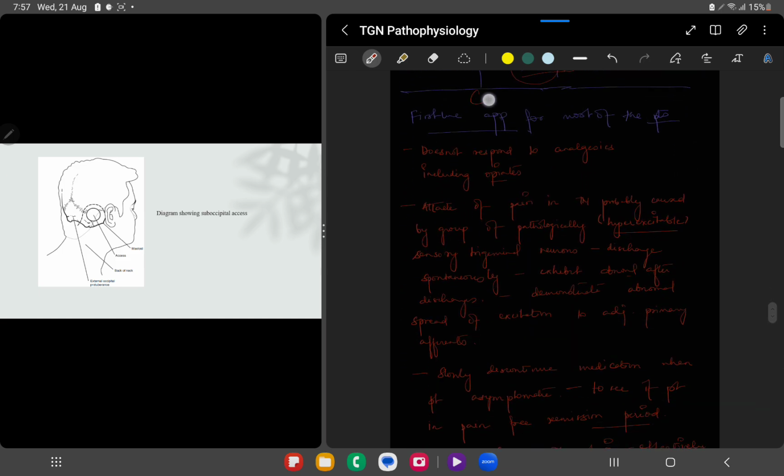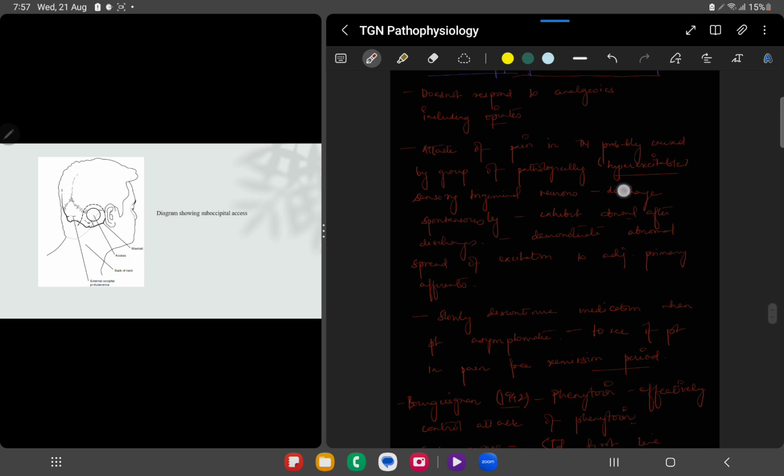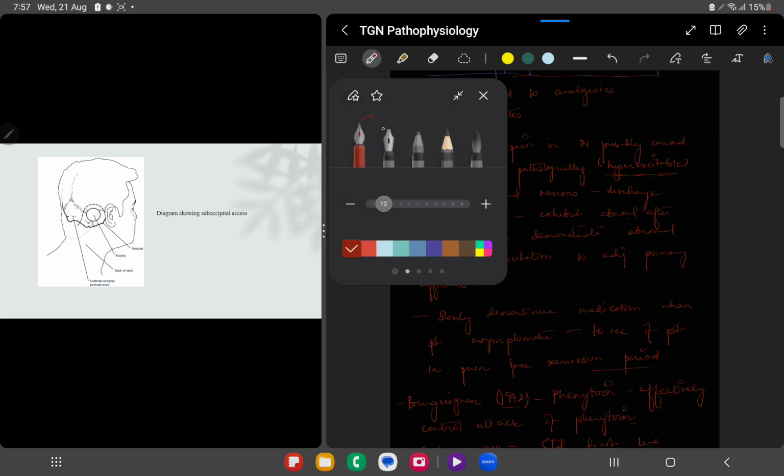Well, carbamazepine is a very important drug, and it is actually an anticonvulsant. It is the first line of drug for the treatment of these patients. It is also used when the patient does not respond to analgesics, including opiates. The attack of pain in these is probably due to pathologically hyperexcitable sensory trigeminal neurons.